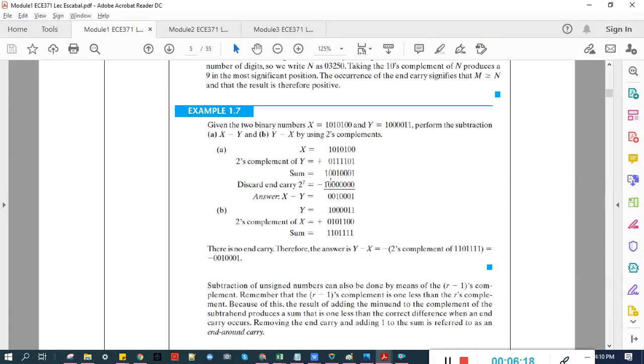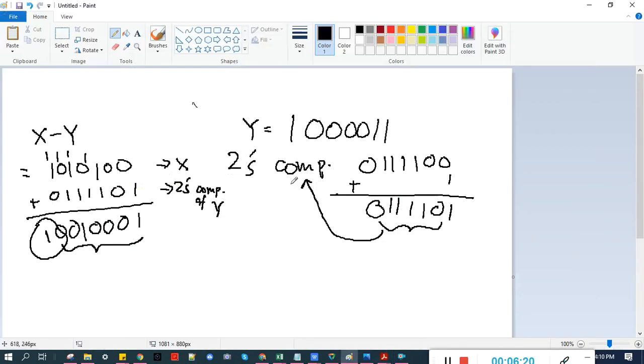Why did it say 2 to the 7? If we write the equivalent exponents for each of these digits, the exponent here is 0, then 1, 2, 3, 4, 5, 6, and the exponent of this one is 7. So to discard this bit is equivalent to subtracting 1 times 2 to the 7.